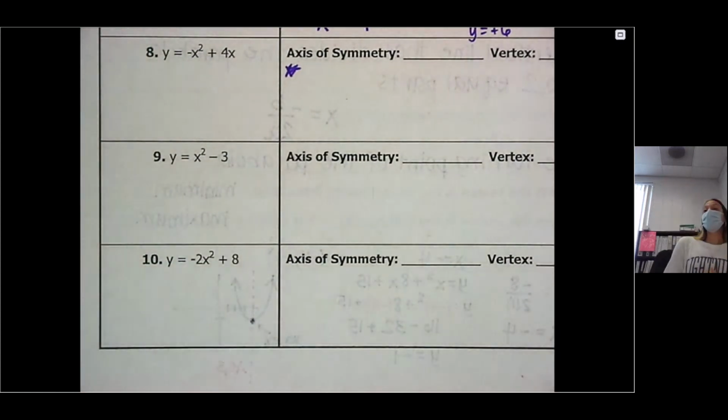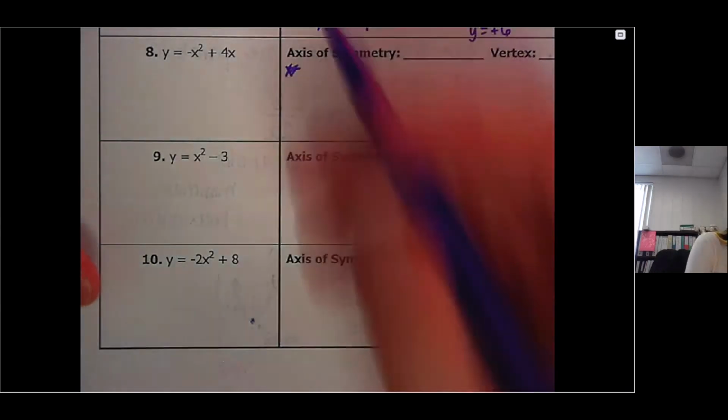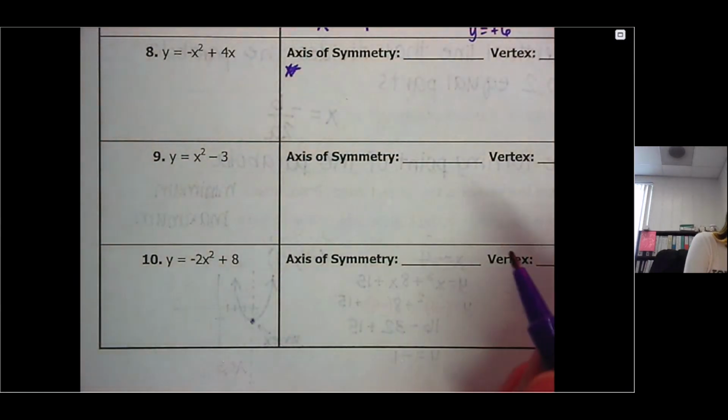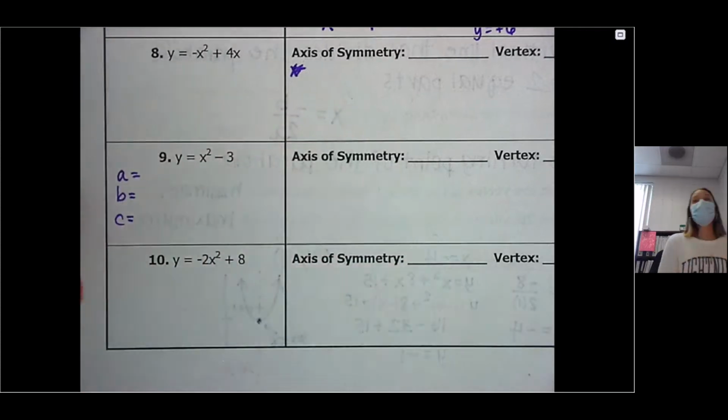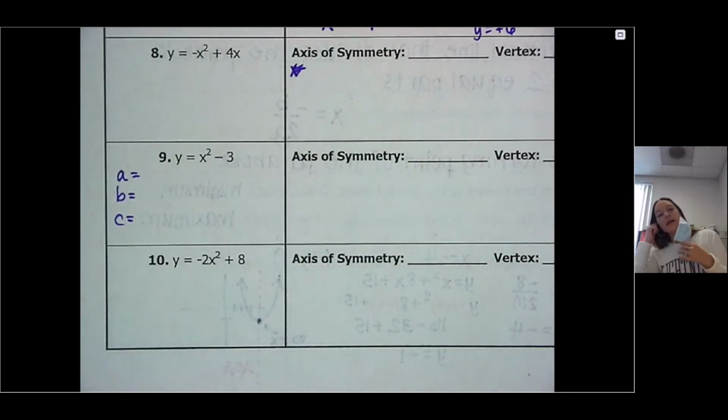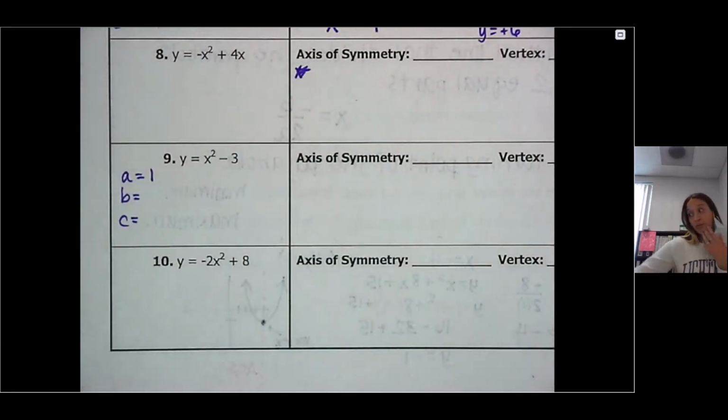As was just pointed out, there's only 2 numbers here, not 3. So this looks a little bit different, but we're still going to do the same thing. We're still going to write down our A, our B, and our C values. What number is our A value? 1. What number is our B value? Negative 3.